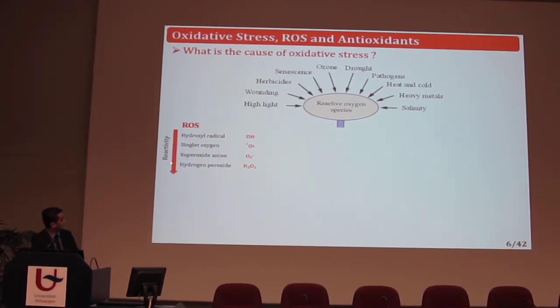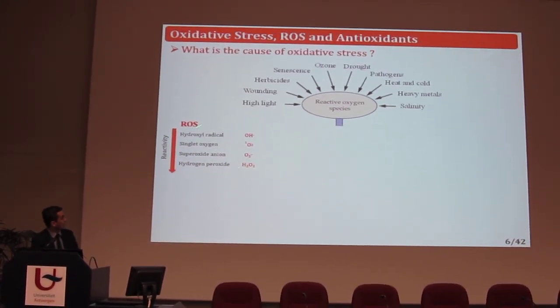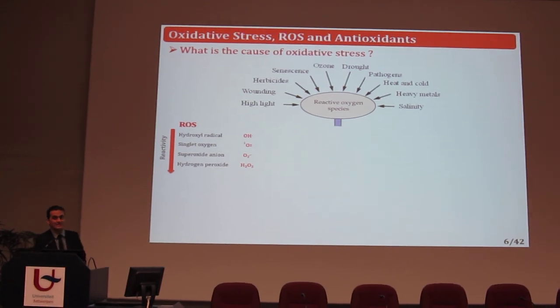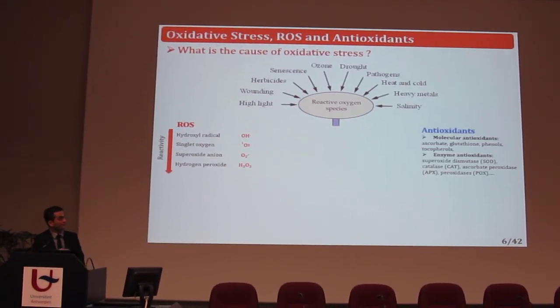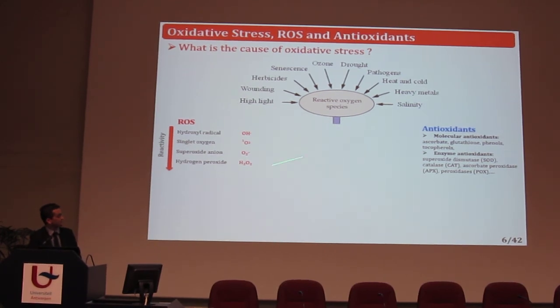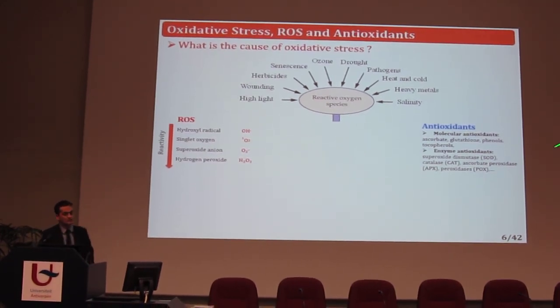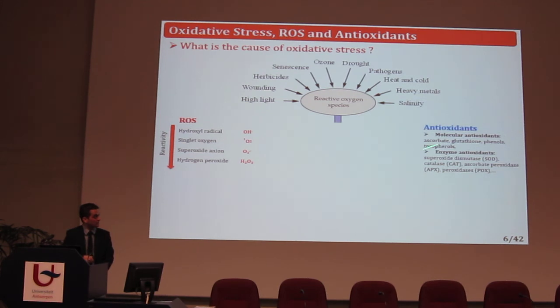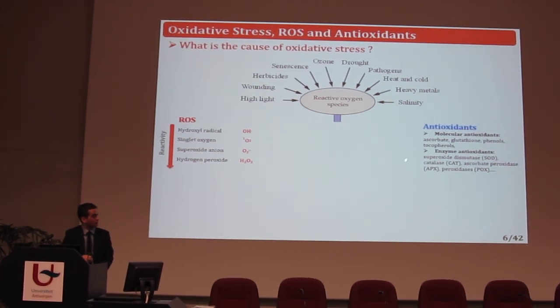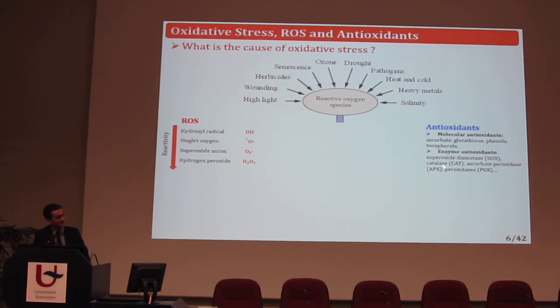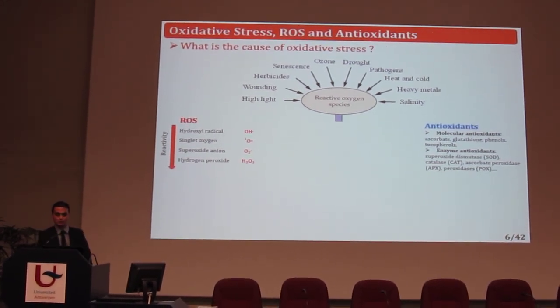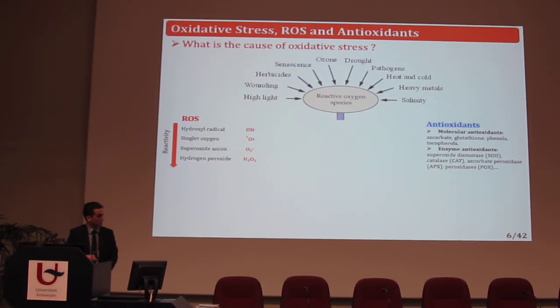These we have categorized on the basis of their reactivity, and they oxidize various cell structures or macromolecules of the cell. To cope with these reactive oxygen species, plants produce different antioxidant molecules. As molecular antioxidants, we have ascorbate, glutathione, polyphenols, and tocopherols. And as enzymatic antioxidants, plants produce superoxide dismutase, catalase, ascorbate peroxidase, and peroxidases in general.